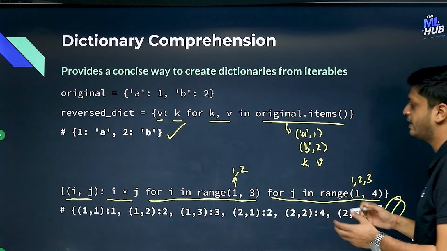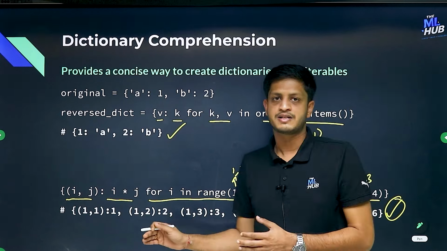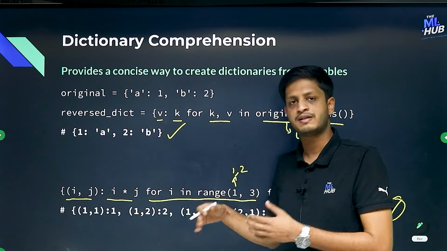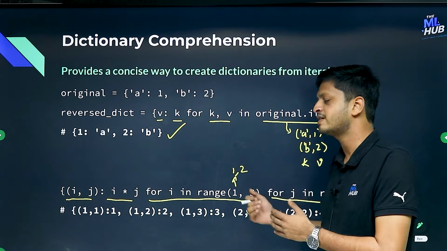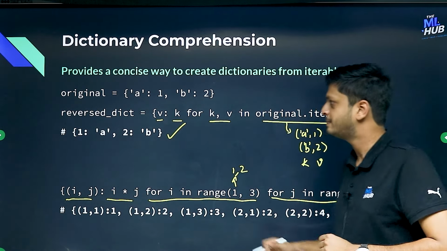So this is how you can write two for loops in a single comprehension. Again, we have discussed in detail how it works in the list comprehension lecture. You can check it there. The same way we are just creating dictionaries here.